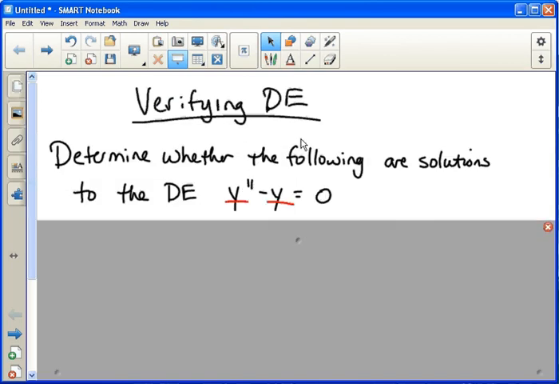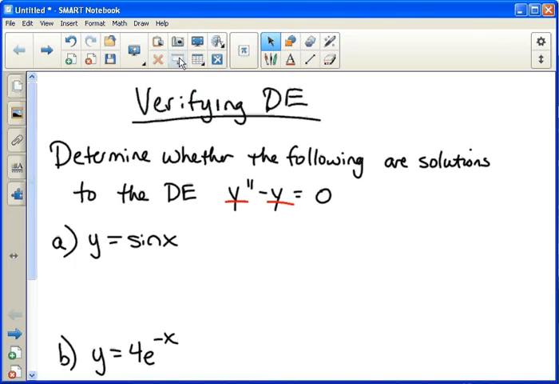So this says, determine whether the following are solutions to the differential equation y double prime minus y equals 0. So really what they're asking here is, does this equation exhibit the properties such that the second derivative minus the original function is equal to 0? So we've got several different ones we're going to try here. First one is y equals sine of x. Okay, so I've underlined in red the pieces we need. We need y double prime, so we need the second derivative, and we need y, which is the original.